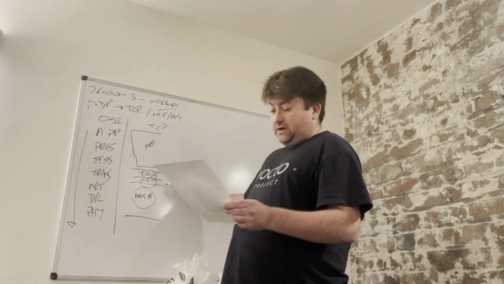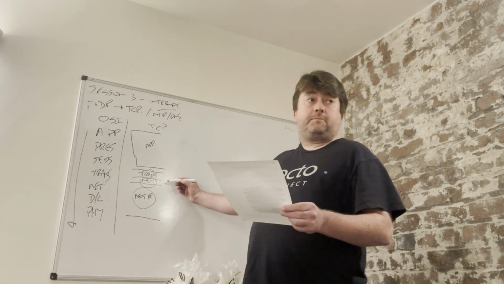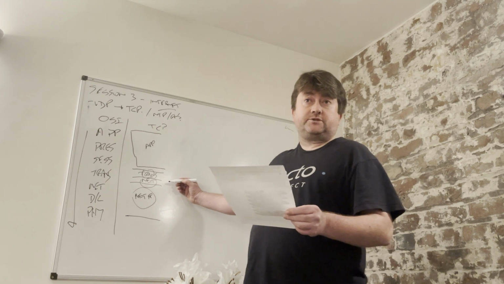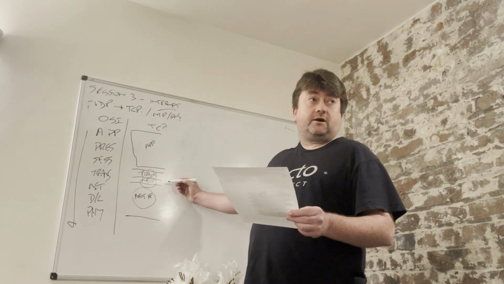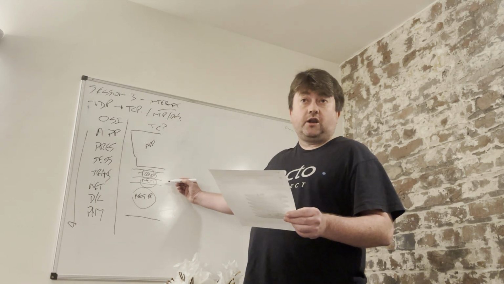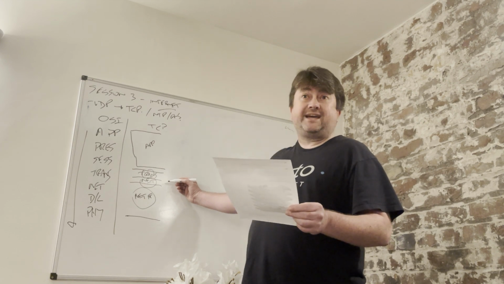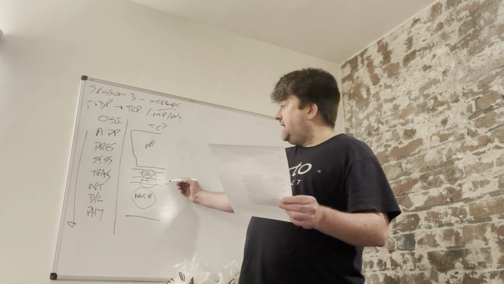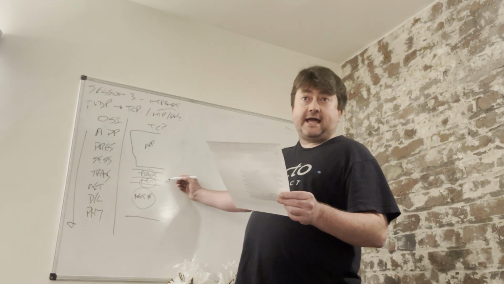Then the network layer in here, we talked about the ARP protocol, the Address Resolution Protocol, and how that maps between IP addresses and MAC addresses on a local network, and how you go through gateways to remote networks, and that sits within this network layer.